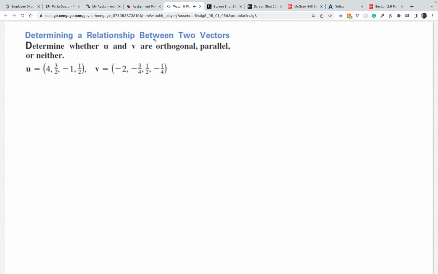Determining a relationship between two vectors. Determine whether u and v are orthogonal, parallel, or neither. So u and v are vectors in R4, where u has components 4, 3/2, negative 1, and 1/2, and v has components negative 2, negative 3/4, 1/2, and negative 1/4. So we'll first try to determine if these vectors are orthogonal. If they're orthogonal, then u dotted with v will have to be 0. So that's what we'll try to determine.